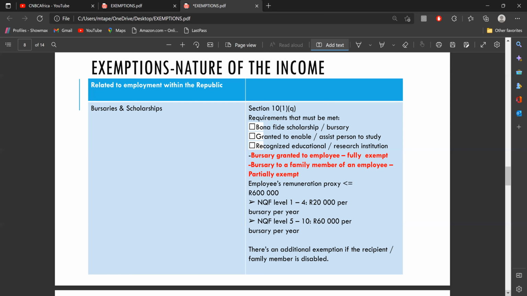There's an additional exemption in terms of section 10(1)(q) if the recipient of the bursary or the family member is disabled. So please check it out in section 10(1)(q).